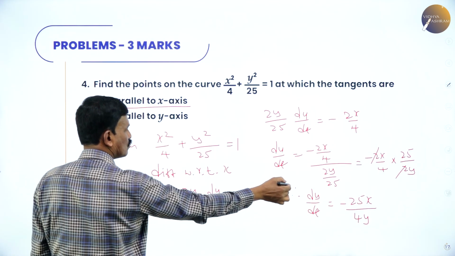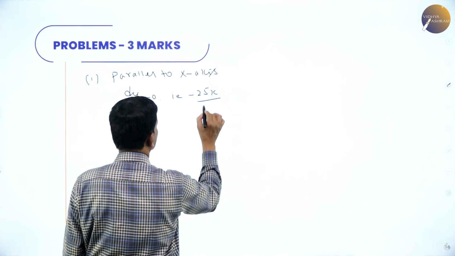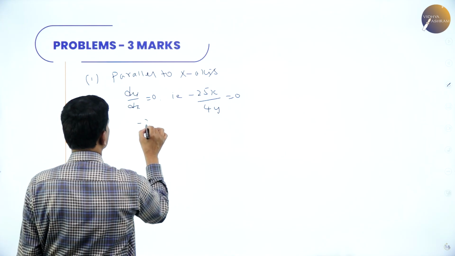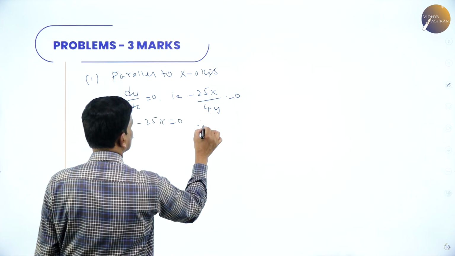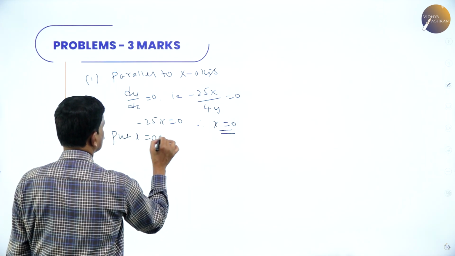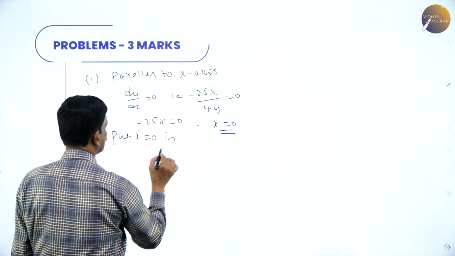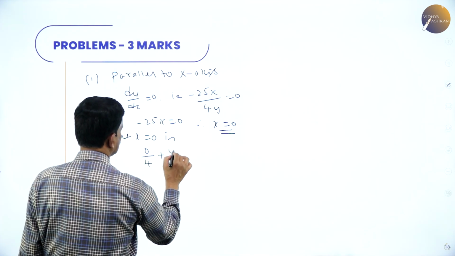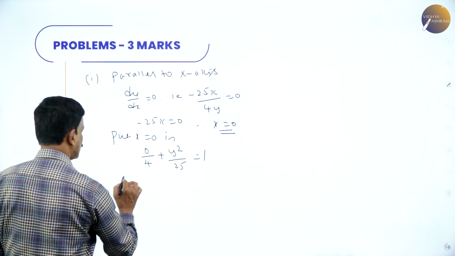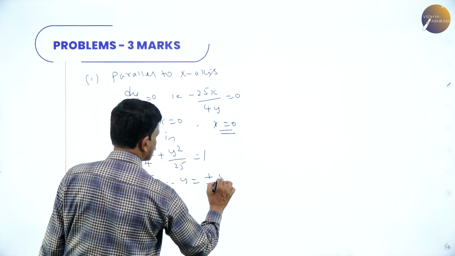That is minus 25x divided by 4y is equal to 0. That means, if you cross multiply, 25x is equal to 0, therefore x is equal to 0. Now put x is equal to 0 in the given equation. This is the given equation: x square by 4, with x equal to 0, plus y square by 25 is equal to 1. So what you will get? y square is equal to 25, therefore y is equal to plus or minus 5.